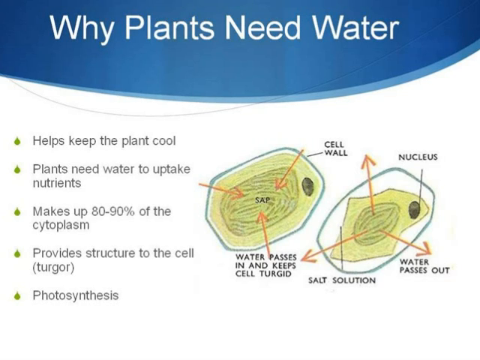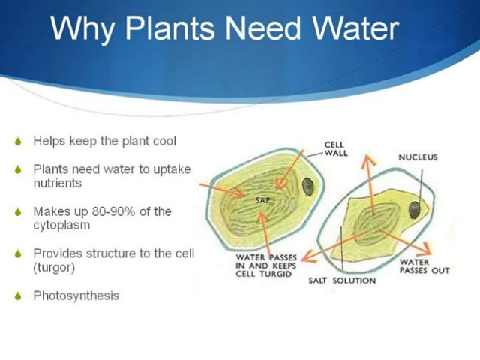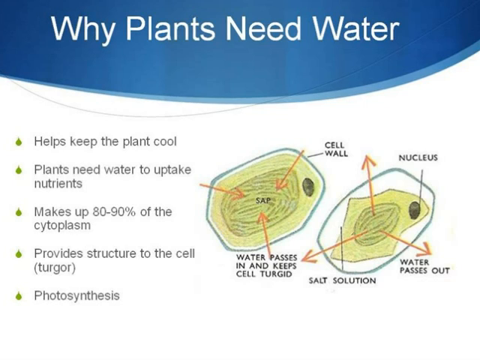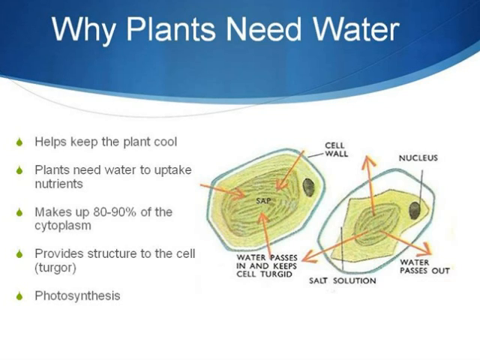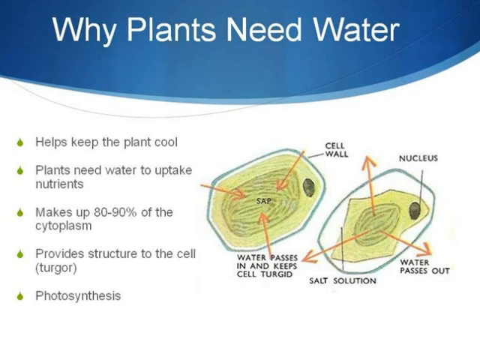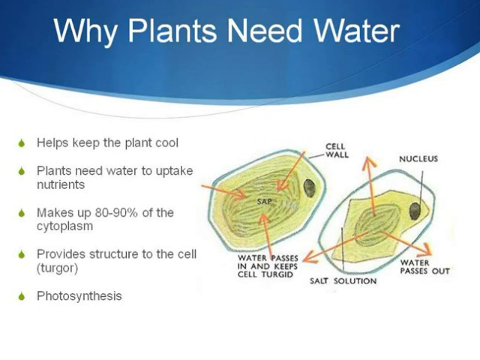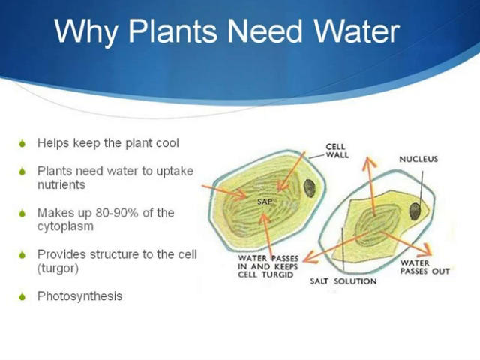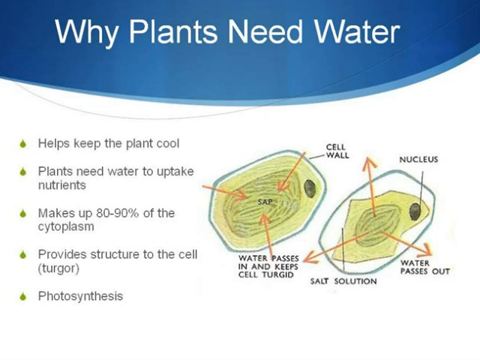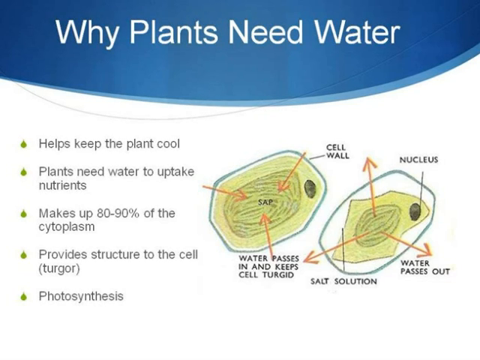Inside a plant cell, there are many functioning parts. All of these parts are inside of a membrane and they are submersed in a liquid called cytoplasm. 80 to 90% of the cytoplasm is made up of water. If the cells in a plant are lacking water, they become weaker. The main way that a plant cell gets its structure is by being full of water.